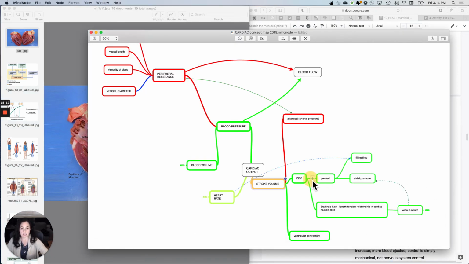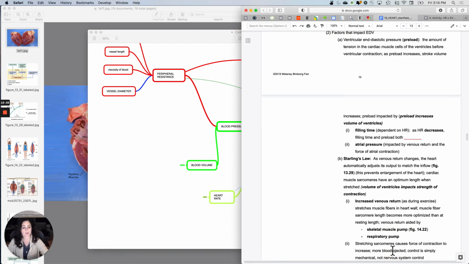So EDV has to do with preload, yes, okay, which has to do with atrial pressure and filling time. Heart rate impacts filling time, venous return impacts atrial pressure. We're going to come back to this in just a second. So these, preload and afterload, are the things that we have talked about right now with impacting stroke volume. Everybody okay with that? Okay, so then the other thing that impacts EDV is something called Starling's law.